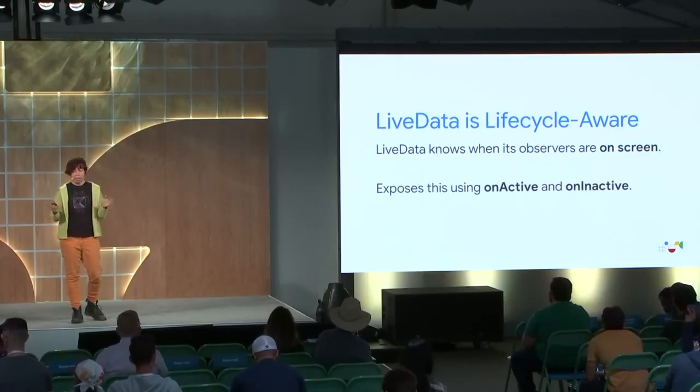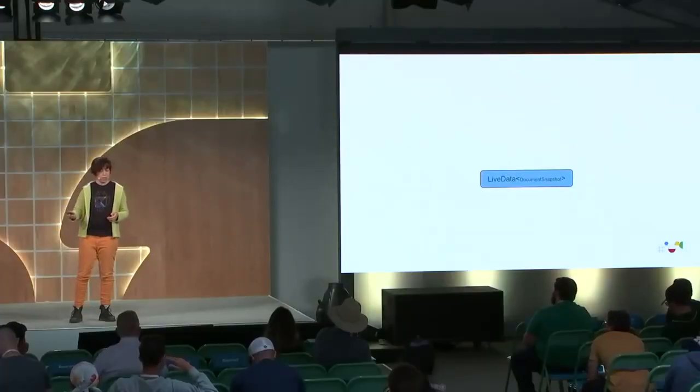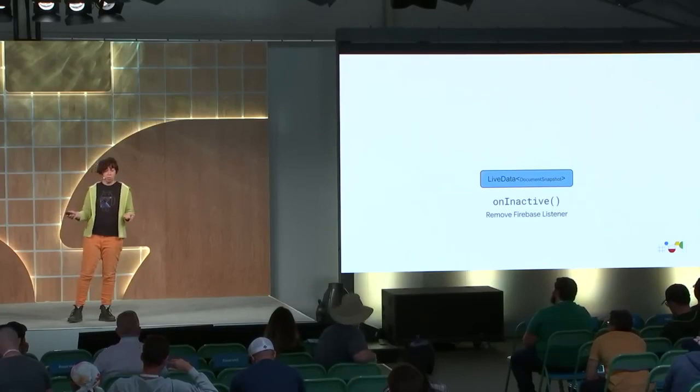So when it goes from having no observers on screen to having an observer on screen, it triggers this callback, onActive. And when it goes from having observers on screen to having no observers on screen, it calls onInactive. So we think, maybe we can use this to get our listener registration code working. If I have a document snapshot LiveData and some fragment observers come on screen, onActive will be called, and this might be a really good time to attach that Firebase listener. Now let's say later that those fragment observers start going off screen and the last one goes off screen. At that point, onInactive is going to get called, and that might be a really great time to remove the Firebase listener.